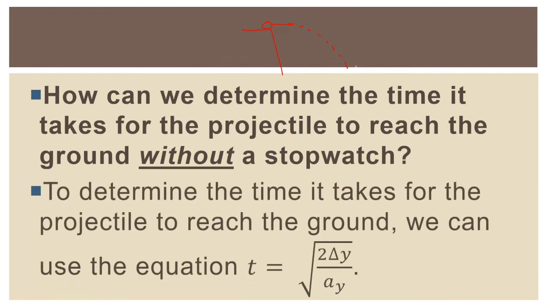To determine the time it takes for the projectile to reach the ground, we can use the free fall equation, square root of 2 delta y over ay, right? Because this thing is launched horizontally, the initial vertical velocity is 0. And so when we use the equation delta y equals v naught y t plus 1/2 a t squared, the v naught y t term goes away. And so to solve this for t, we get square root of 2 delta y over ay.